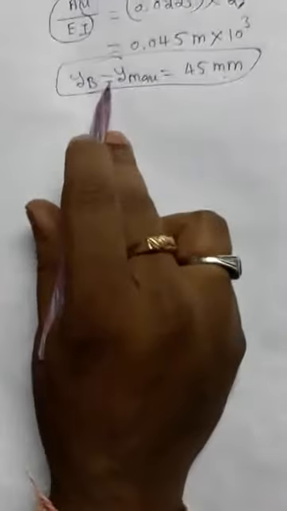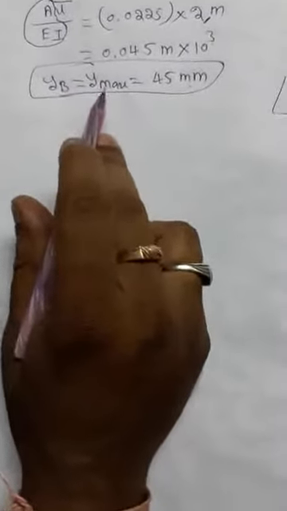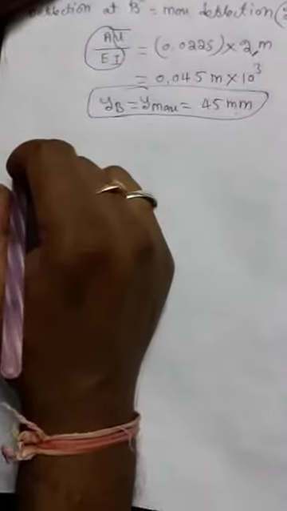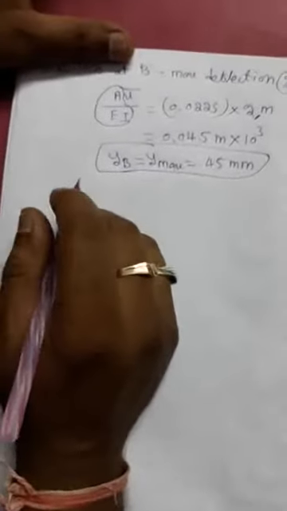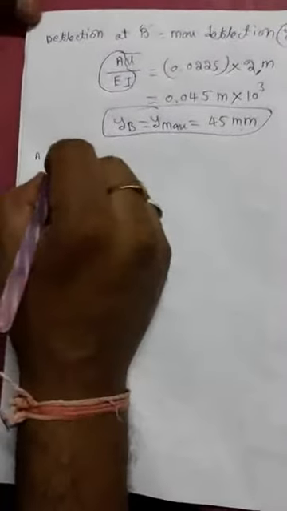Okay, so this is the continuation problem of the cantilever beam subjected to a point load at the free end. This is the second example, but here in this problem the point load is given at the center. The last problem had the point load at the free end, but in this problem the point load is given at a center.